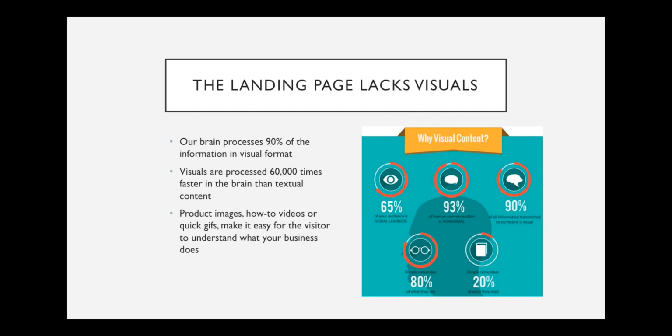Right? So if we look at the illustration, or the diagram to our right, we can see that 65% of your audience are visual learners. 93% of human communication is non-verbal. 90% of all information transmitted to our brain is visual. People remember 80% of what they see, whilst only remembering 20% of what they read. So this is very powerful and very informative when it comes to designing your web pages, or when you're informing people who may be designing them for you what you want your web pages to look like.